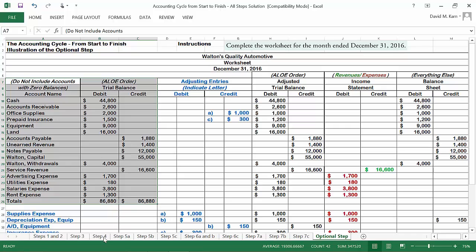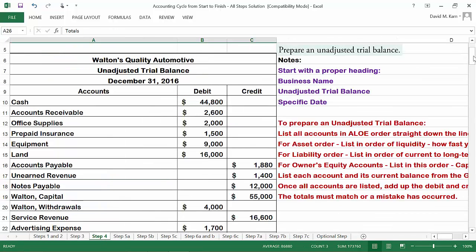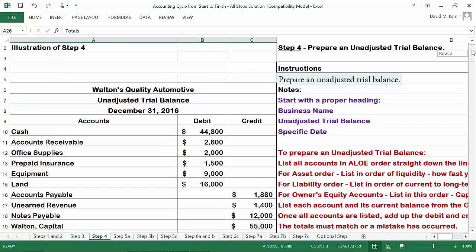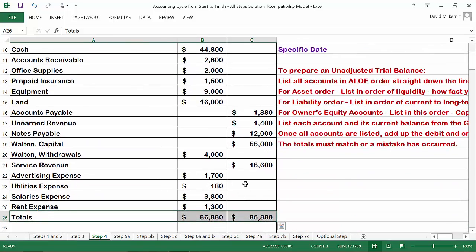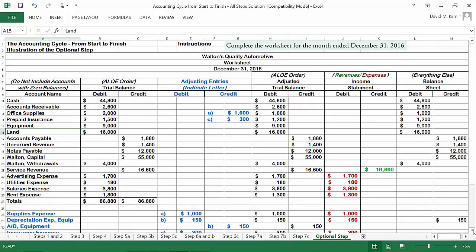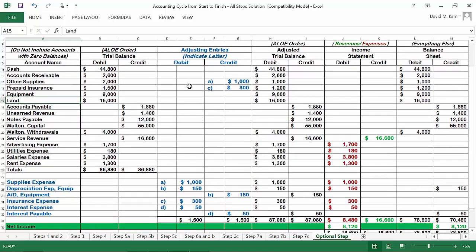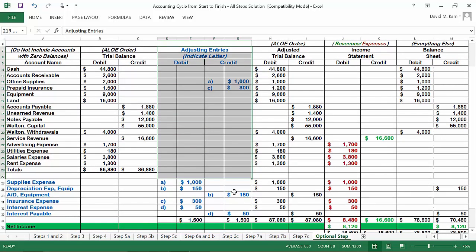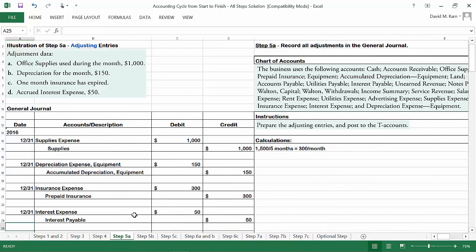And then if you look at step 4, you can see that this is the exact trial balance that we had back in step 4, $86,880. So it's just copied right into there. Now notice what I've done. You have an area in the next step here for all of your adjusting entries, and that would be step 5A. So all you're doing is taking your adjusting entries, putting them into this format, just copying basically right from your journal all these 4 entries here.